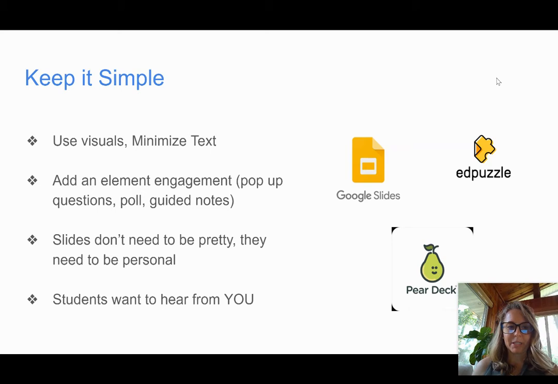Secondly is just to keep it simple, using visuals that don't really duplicate what you're saying, but instead really complement, minimizing the amount of text that you're having students read, because really they want to listen to you and engage with you. Adding some elements of engagement. I know some teachers have played around with something called Pear Deck, which is a free extension that you can try and you can add into your Google Slides.